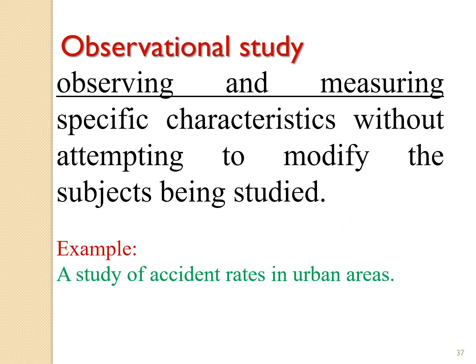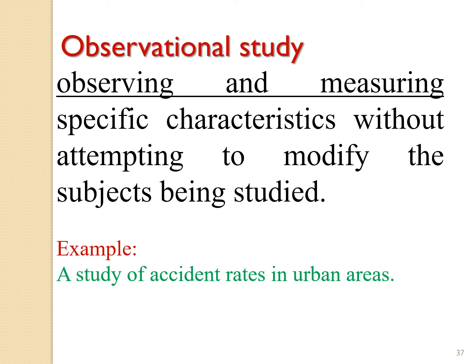An observational study is just observing and measuring specific characteristics without attempting to modify the subject being studied. The example is a study of accident rate in urban areas. In this case, first you have to collect the data. You have to observe during a time period, that means you have to count how many accidents occur in a given time period in that particular urban area. Then you can move on to analysis. So the first step is to collect the data, and we call this an observational study.